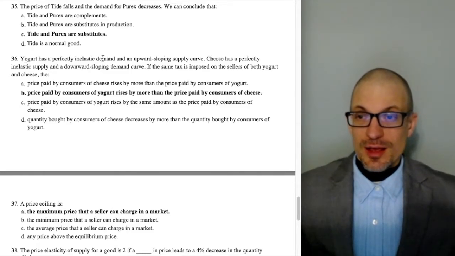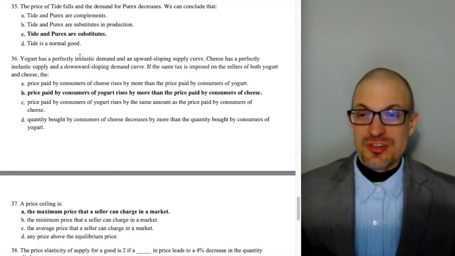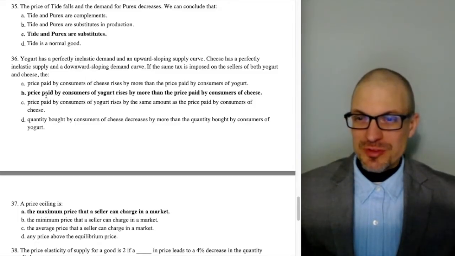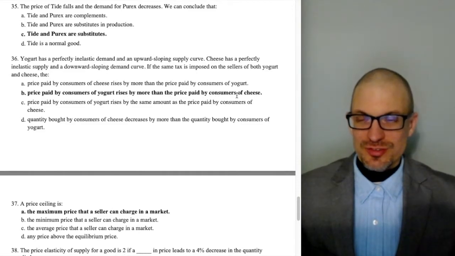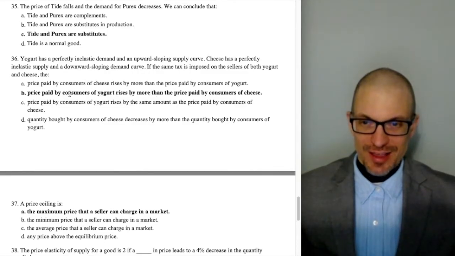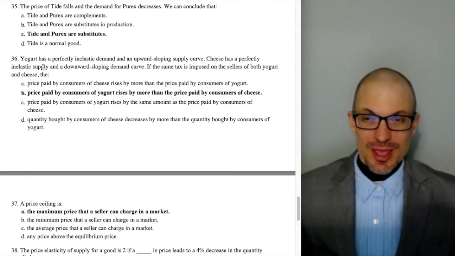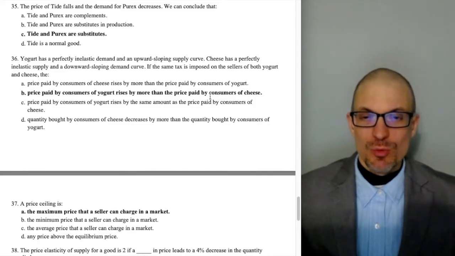And then in the case of yogurt, it's a perfectly inelastic demand curve. So despite the fact that the tax is imposed on sellers, actually buyers will bear the entire burden of the tax for yogurt. And so the price paid by consumers of yogurt rises by more than the price paid by consumers of cheese. Because the price paid by consumers of yogurt is going to rise by exactly the amount of the tax because demand is perfectly inelastic. And the price paid by consumers of cheese is actually going to stay the same. It'll just be the equilibrium price, and the price received by sellers drops down by the amount of the tax because sellers are going to be the ones bearing the entire burden.